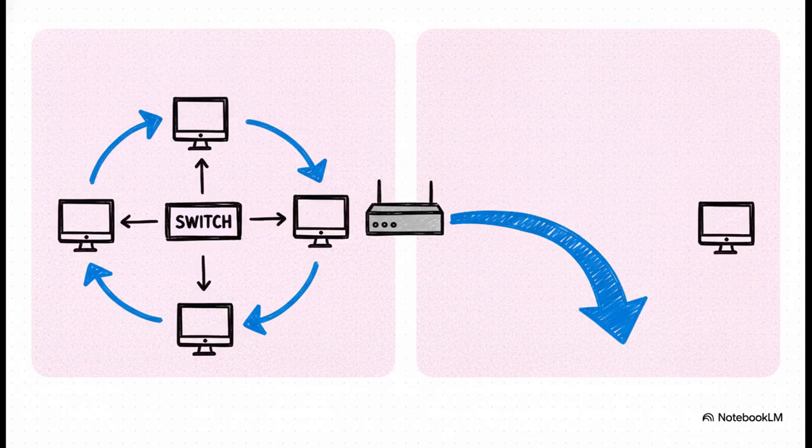Take a look at this. On the left side, you've got your typical local network. The switch in the middle, it's perfect for letting all those devices talk to each other. Super fast, super efficient. But the second one of them needs to talk to a device on the right, a totally different network, that switch is, well, useless. It has no idea how to cross that gap, and that's exactly where the router comes in. It's the gateway between these two different worlds.